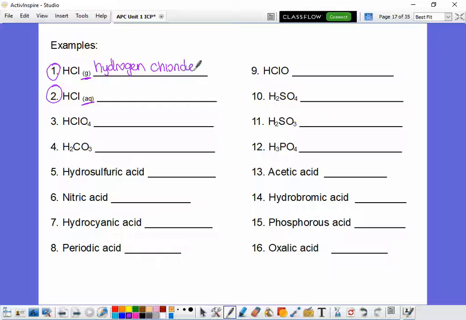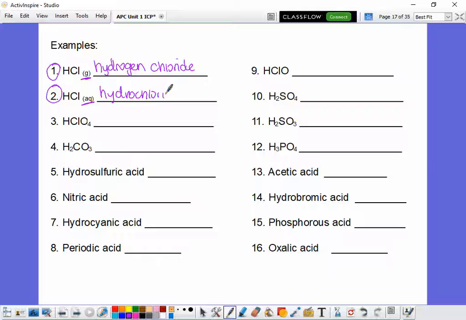And that's because acids can only act as acids when they're in solution, and that's when they're aqueous. So for HCl, the aqueous form, what would that name be? Hydrochloric acid.